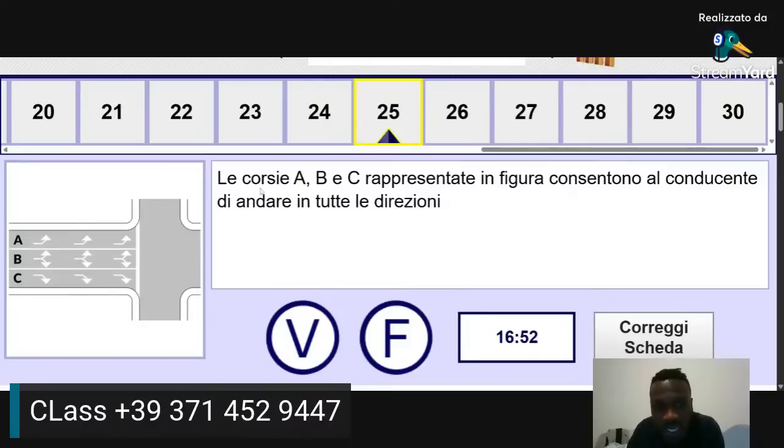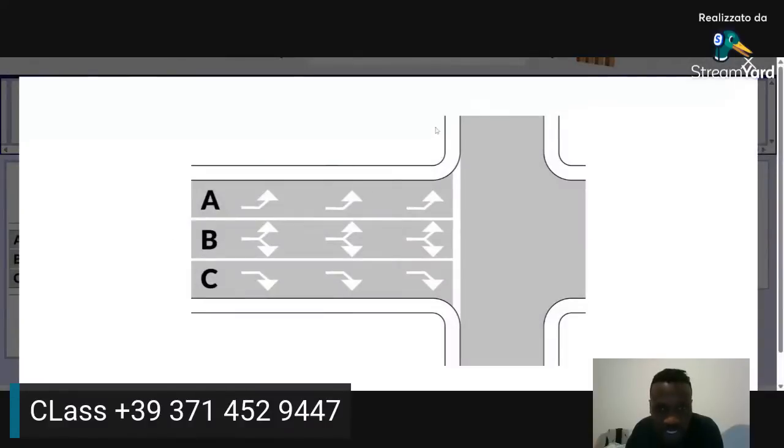Here it says, le corsie A, B e C rappresentate in figura consentono al conducente di andare in tutte le direzioni. So it says, the lanes A, B, and C allow you to go in all directions. Is that true? Do not get it twisted, because this one we have done before. So I'm not expecting anyone to mistake it.